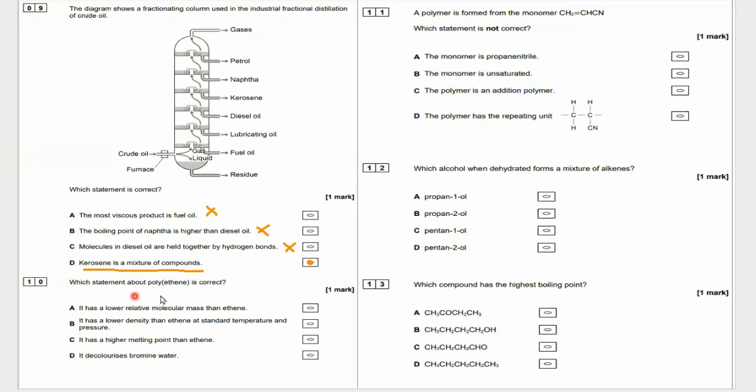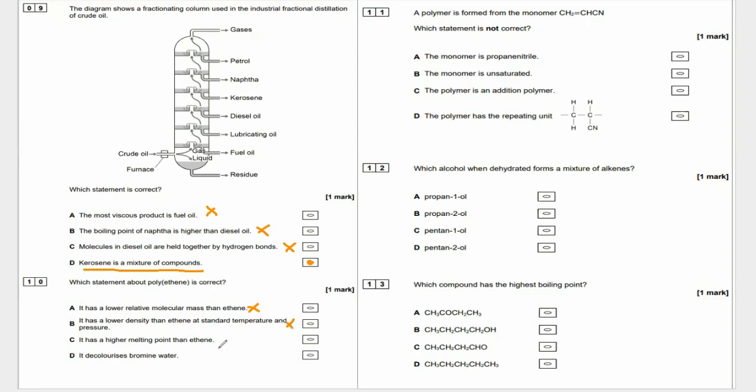10. Which statement about polyethylene is correct? So, it has a lower relative molecular mass than ethene. Well, ethene's the monomer, so surely the polymer will have a bigger molecular mass. So that must be incorrect. It has a lower density than ethene at standard conditions. Why would it have a lower density? They've been compressed under pressure, so this is going to be incorrect.